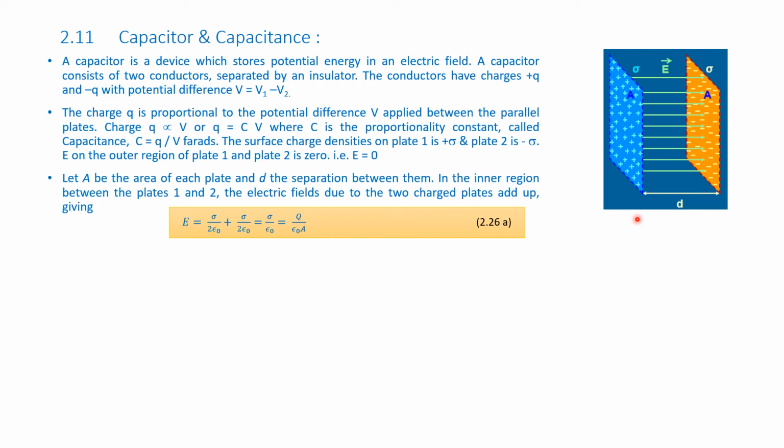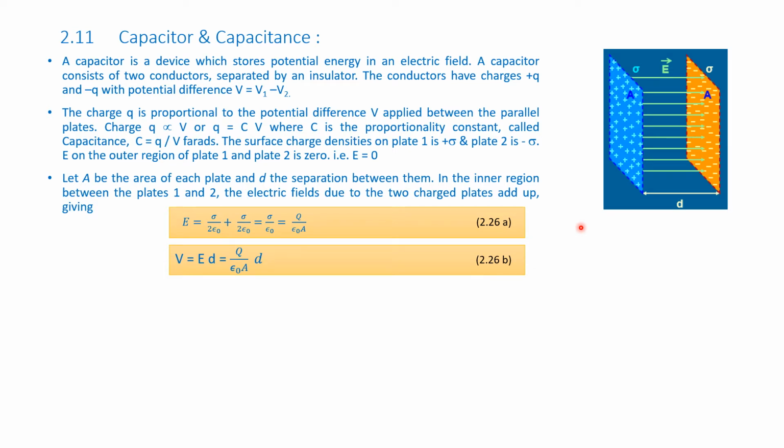I will repeat once again. The electric field intensity is given by sigma divided by 2 epsilon naught plus sigma divided by 2 epsilon naught, that is equal to sigma over epsilon naught. But sigma is equal to Q over A, the total charge Q on the plate divided by the area of the plate. So E is equal to Q over epsilon naught A. Let this be equation 2.26A.